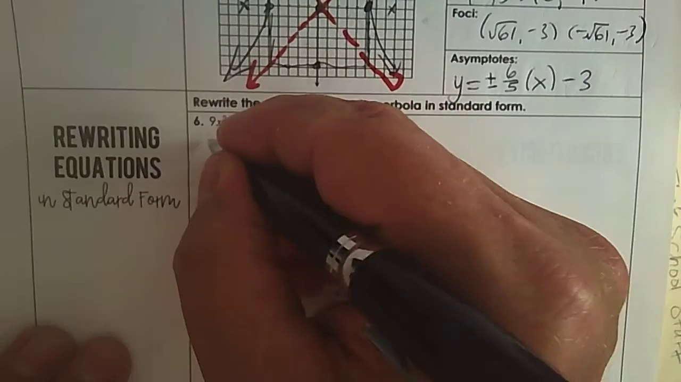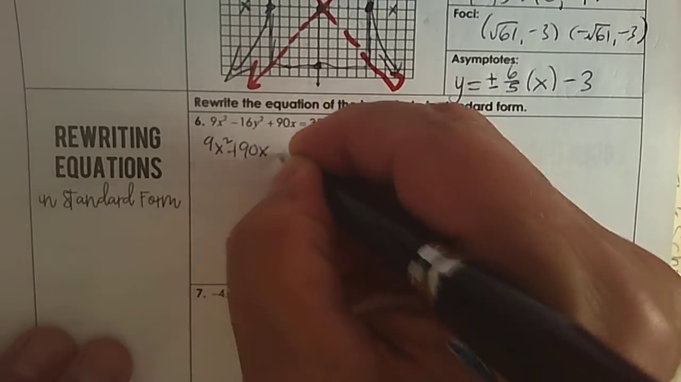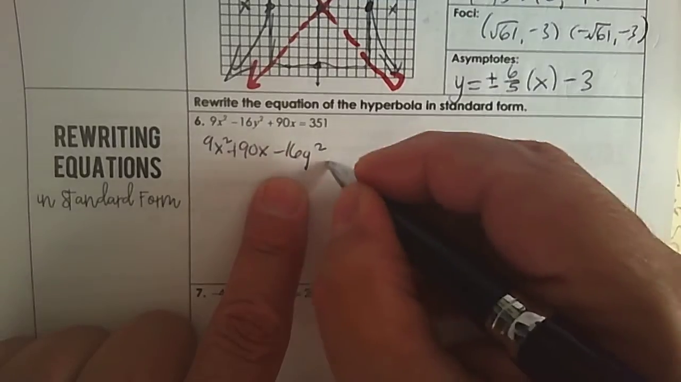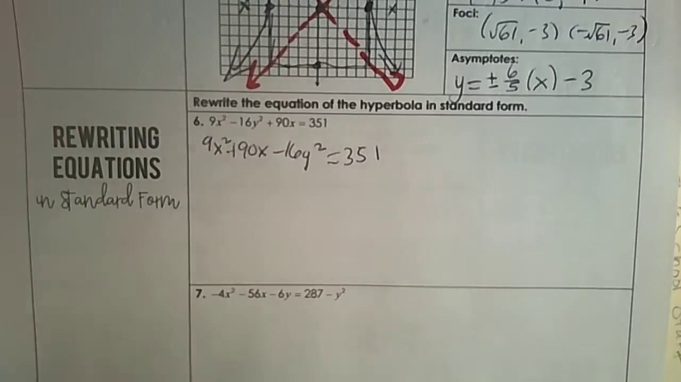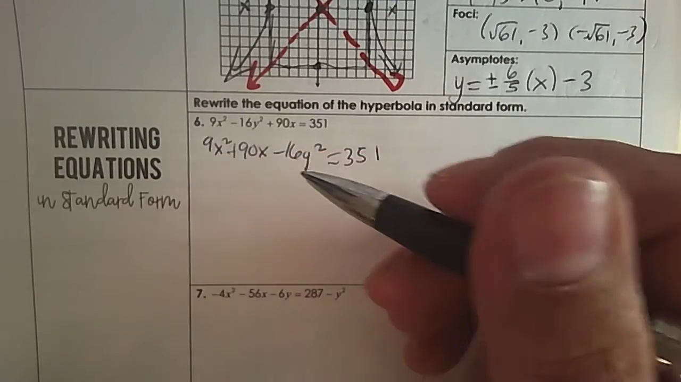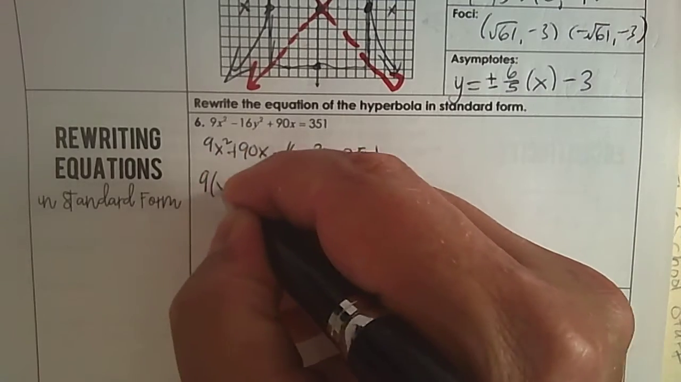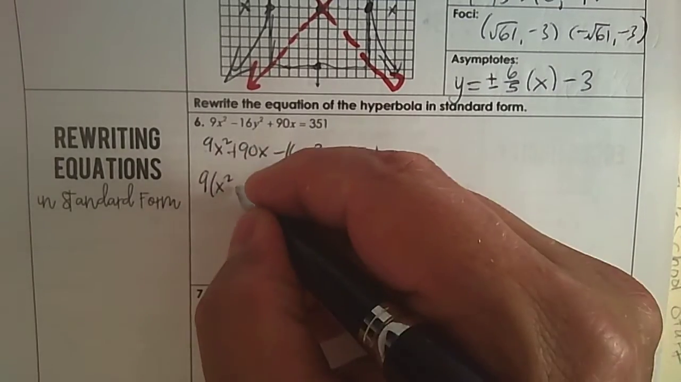All right, step one is the x's. That'd be 9x squared and 90x. Then the y's, well, I only have a negative 16y squared, and then the constant can stay there on the right side. Next, I'm going to factor out the quadratic term if I need to before I complete the square. So I'm going to factor out the 9. That leaves me with 10, because 9 goes into 90, 10.